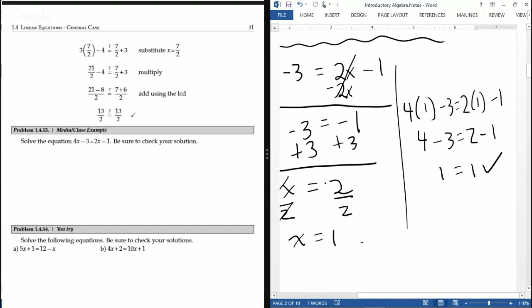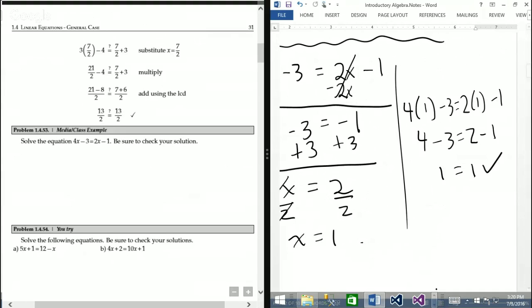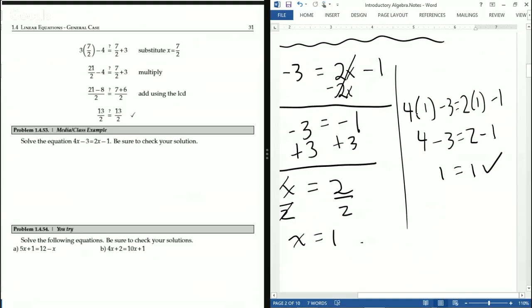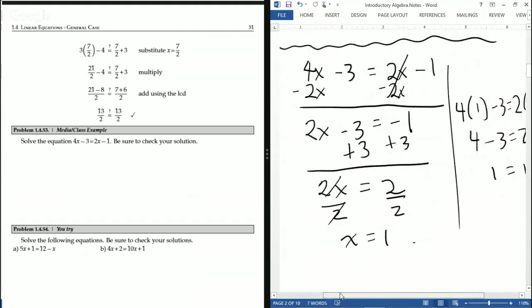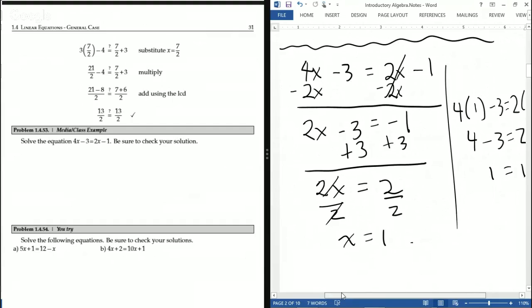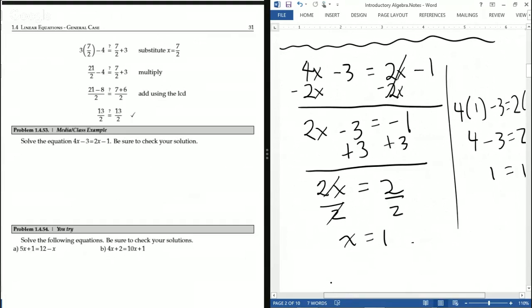We know for sure. Okay? That is, again, the reflexive property. And so that shows me that it is a true statement when I substitute 1 for x. It is the only solution. When we're solving linear equations, we should get a unique solution if the solution exists in the first place.